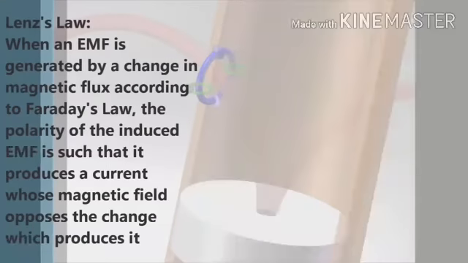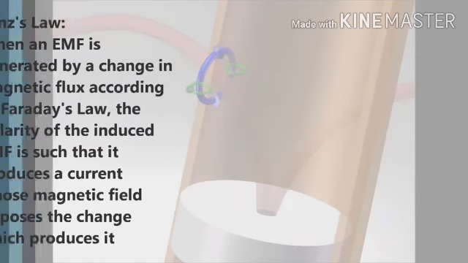Another law predicts the direction these induced electric currents and their magnetic fields will flow. This is called Lenz's law. Lenz's law states that when an electromagnetic field is generated by a change in magnetic flux, according to Faraday's law, the polarity of the induced electromagnetic field is such that it produces a current whose magnetic field opposes the change which produces it.